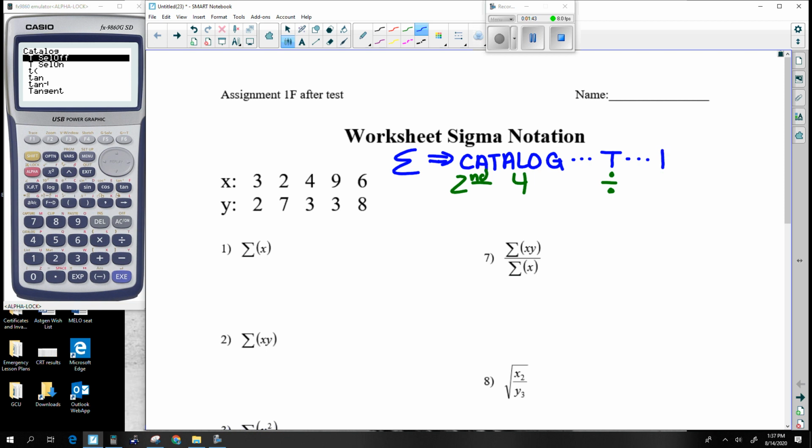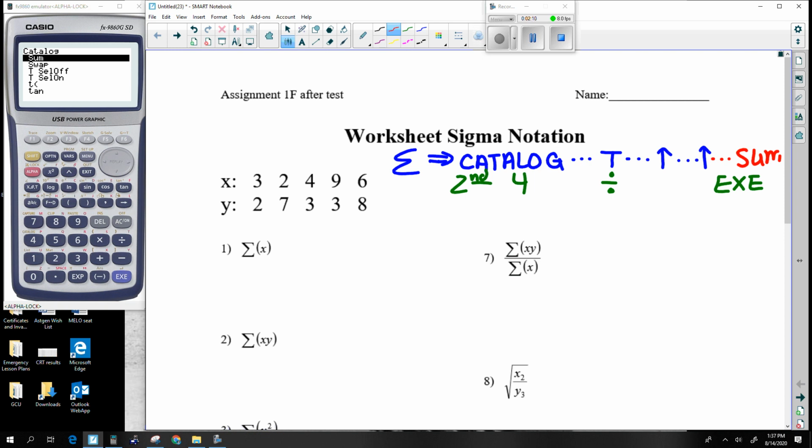So what you got to do is arrow up a couple times until you see the word sum. And then you hit the enter, the EXE button, and that will bring in the word sum. Okay, so your output of this will be literally the word sum, and that's what you're looking for.